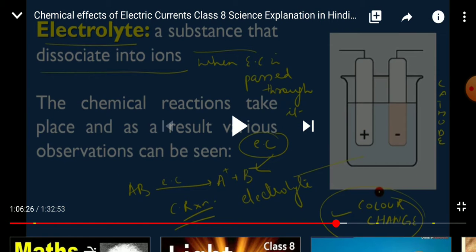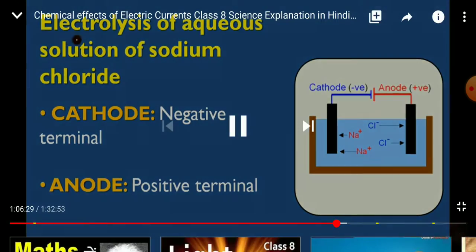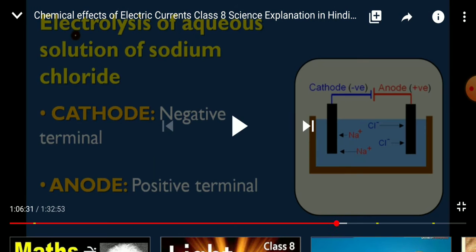So now after this, again I am telling you about the electrolyte. An electrolyte is a substance that dissociates into ions, okay, and the chemical reaction takes place here. So now the next topic I will tell you about is the electrolysis of an aqueous solution of sodium chloride. So now we are doing the electrolysis process with the help of a sodium chloride solution.